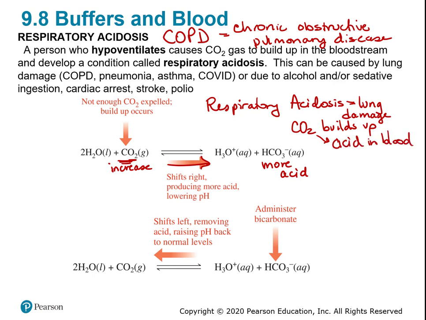So a patient with emphysema, which is one of those end stages of COPD, comes in and their blood pH is too low because it's acidic. One way that they'll try to treat this is they'll give them bicarb. So if they give them bicarb, the bicarbonate ion acts to neutralize.